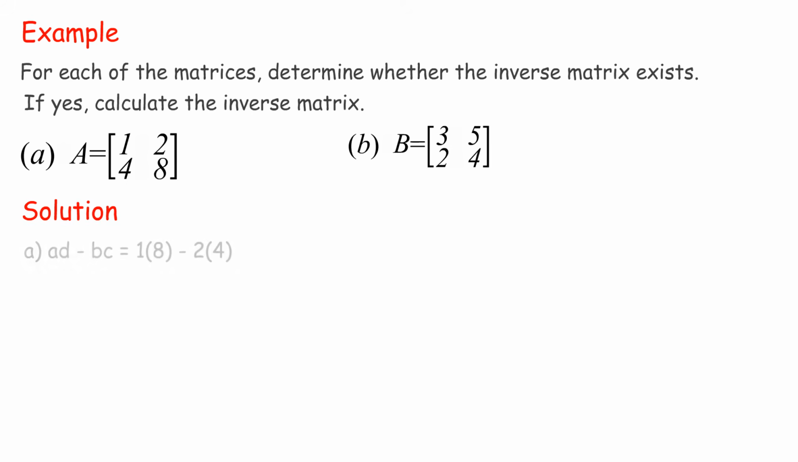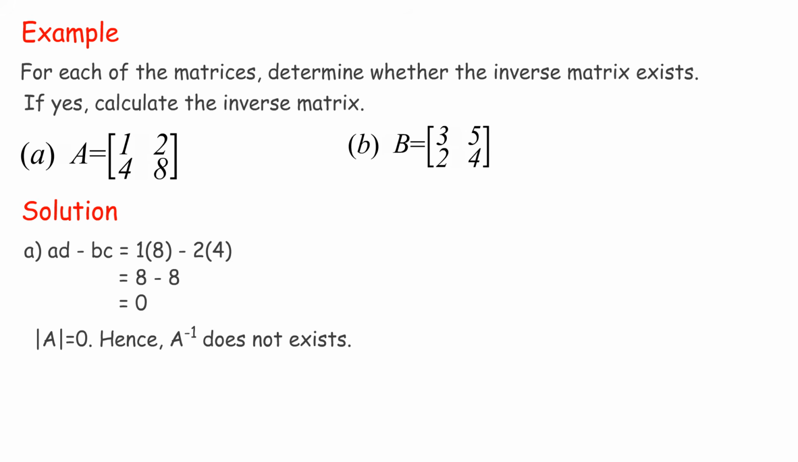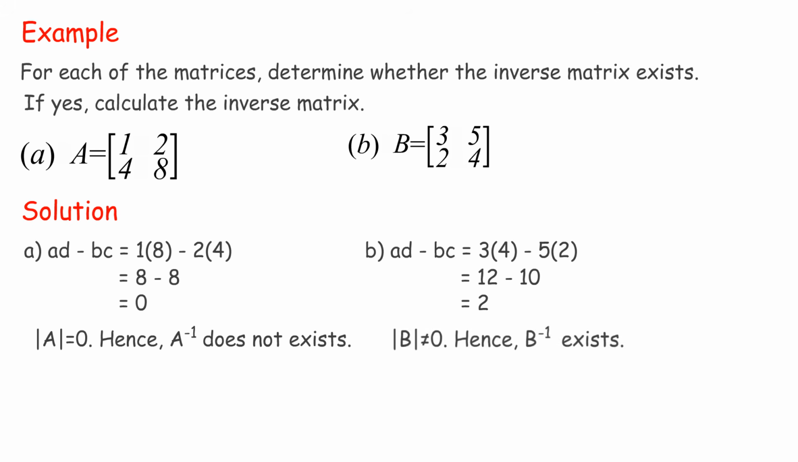Solution: A, AD minus BC equals 1 times 8 minus 2 times 4 equals 8 minus 8 equals 0. The determinant of matrix A is 0. Hence the inverse of matrix A does not exist. B, AD minus BC equals 3 times 4 minus 5 times 2 equals 12 minus 10 equals 2. The determinant of matrix B is not 0. Hence the inverse of matrix B exists.